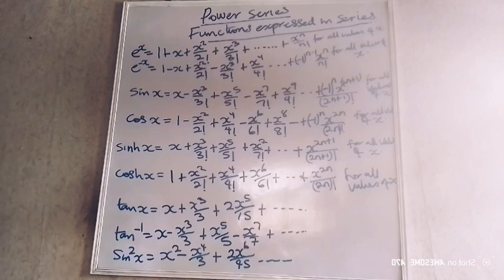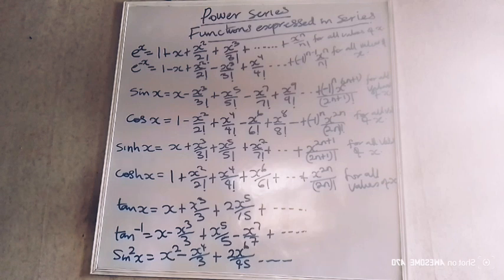E raised to power x, we all know the natural number. The expansion is 1 plus x plus x squared over 2 factorial plus x cubed over 3 factorial, and continue like that to x raised to power n over n factorial for all values of x. E raised to power minus x, that is 1 minus x plus x squared over 2 factorial minus x cubed over 3 factorial plus x raised to power 4 over 4 factorial, and continue like that to minus 1 raised to power n minus 1 multiplied by x raised to power n over n factorial for all values of x.